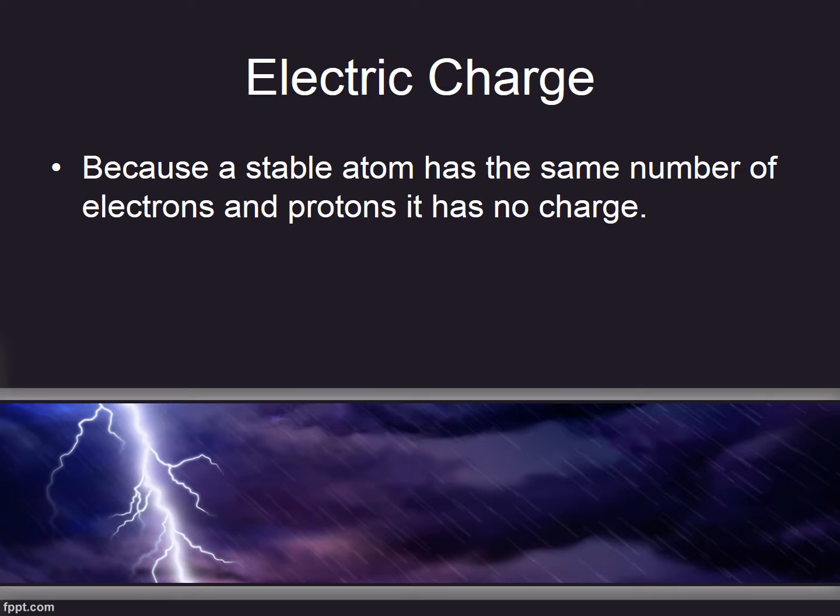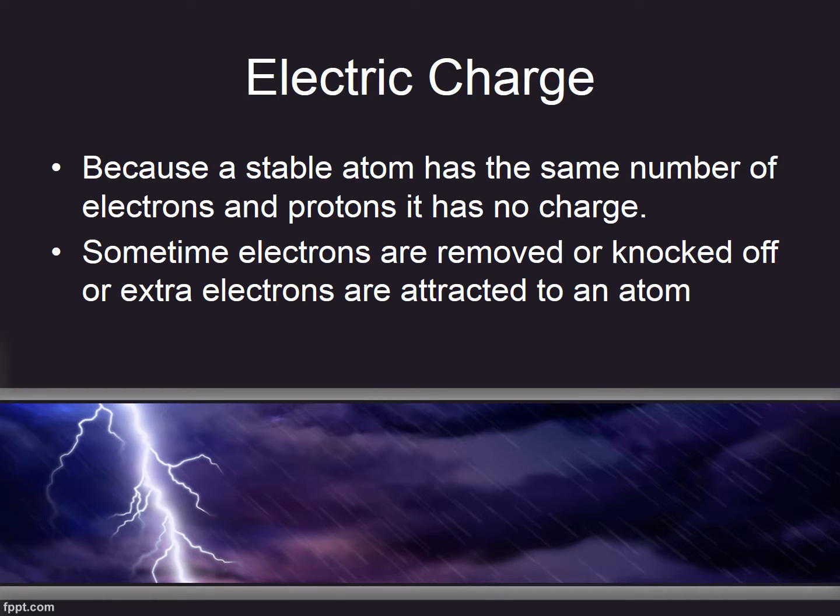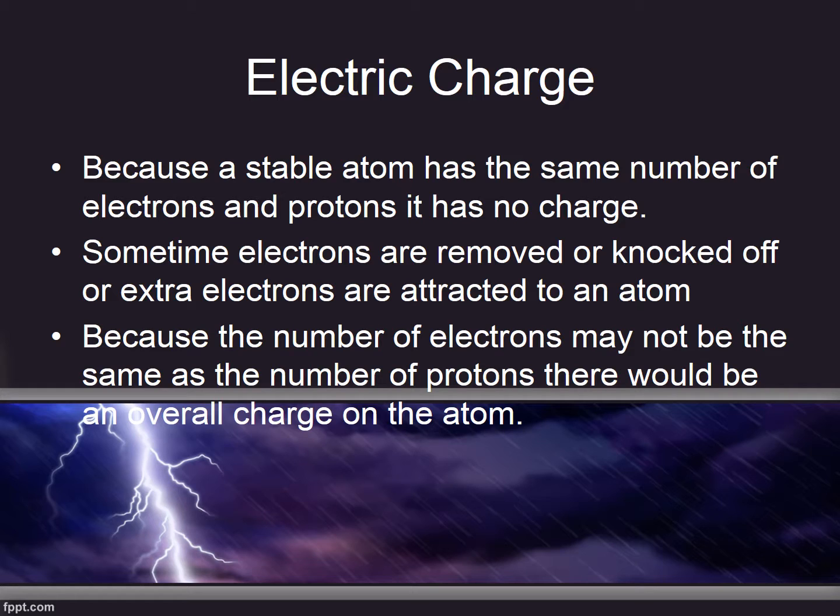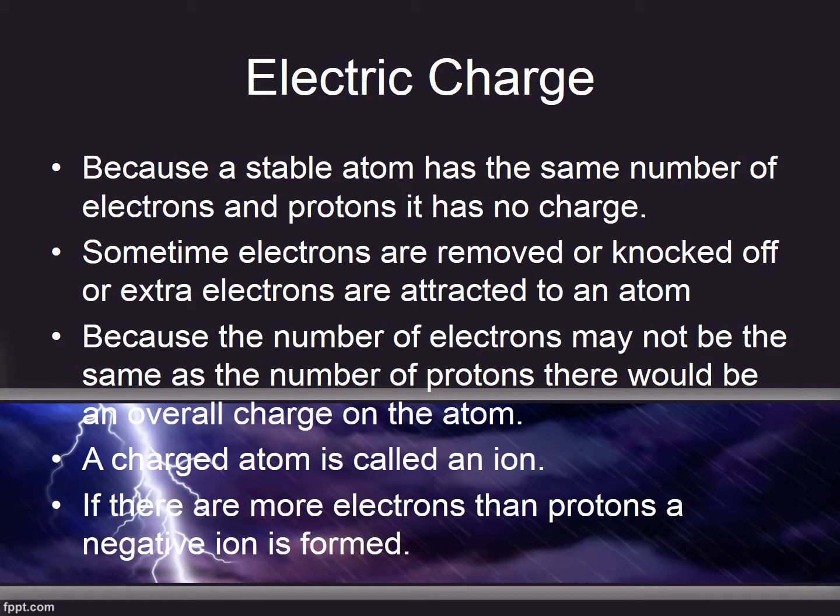But sometimes electrons can either be removed or knocked off, or sometimes extra electrons are attracted to an atom. So when the number of electrons is not the same as the number of protons, there would be an overall charge on that atom. A charged atom is called an ion, and if there's more electrons than protons, a negative ion is formed, because electrons are negative charges, and there's more negative charges than the protons, which have positive charge.